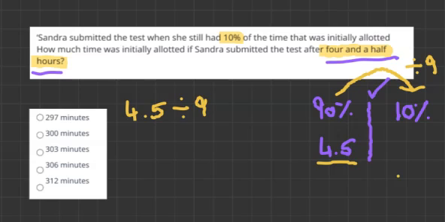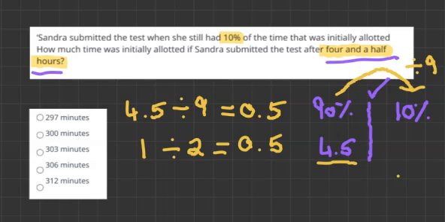And 4.5 divided by 9 will equal 0.5, because 4.5 is half of 9. If we took the numbers 1 divided by 2, and 1 is half of 2, we would also get 0.5. So let's write that in over here. And now, if we look at the question, it's asking how much time was allocated for the test initially. And the answer options are all in minutes.